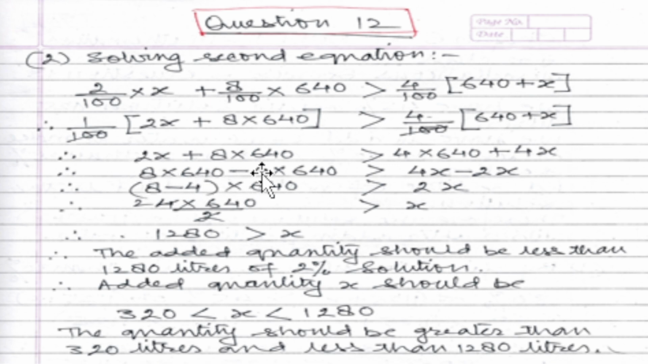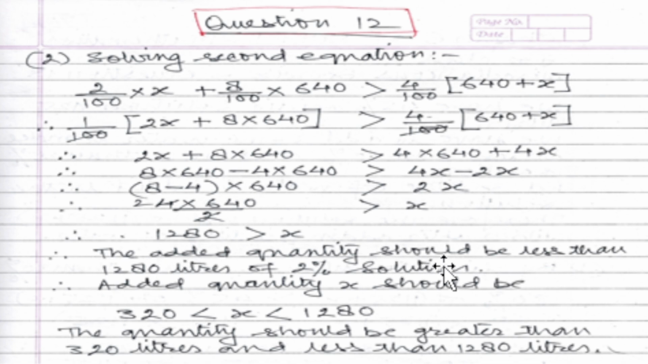8 into 640 minus 4 into 640 is greater than 4x minus 2x. So after taking 640 common, we get 8 minus 4 into 640 is greater than 2x. Now shifting this 2 to the other side, 8 minus 4 is 4. So 4 into 640 upon 2 is greater than x. Now we can divide this 4 by 2, so we get 2 into 640. That means 1280 is greater than x.